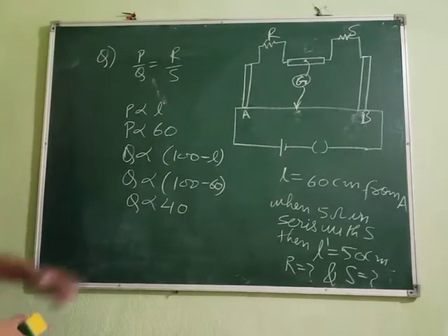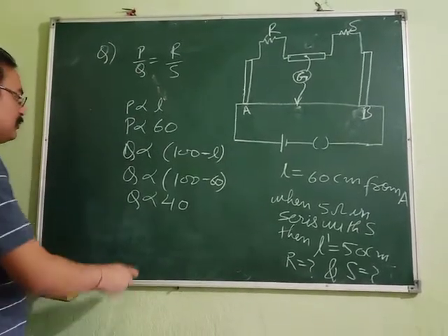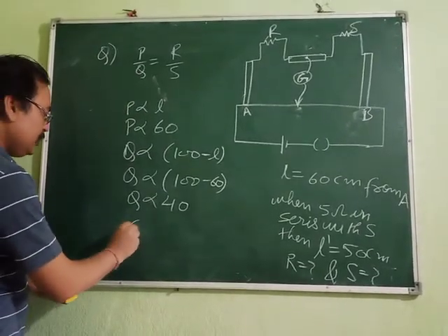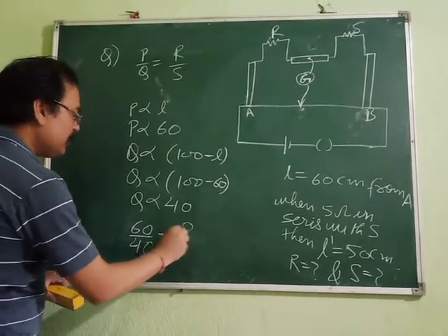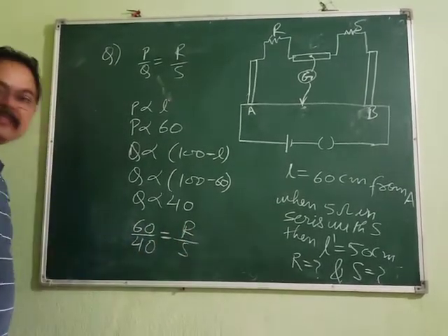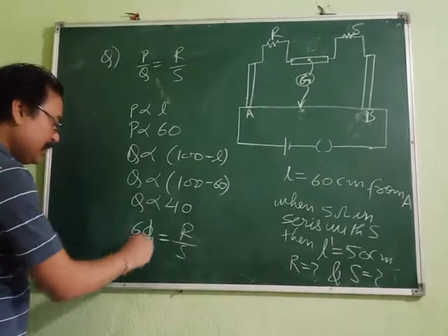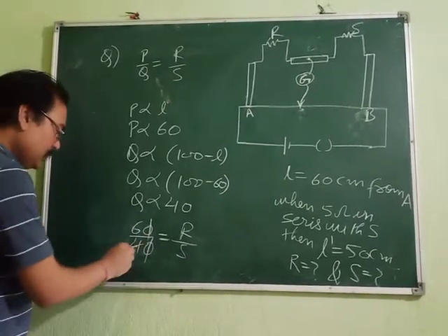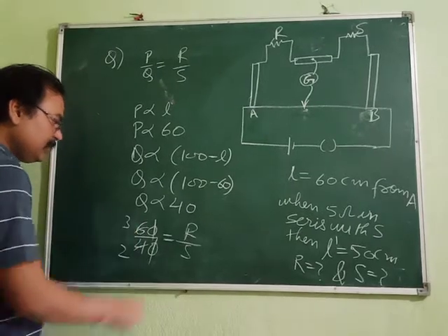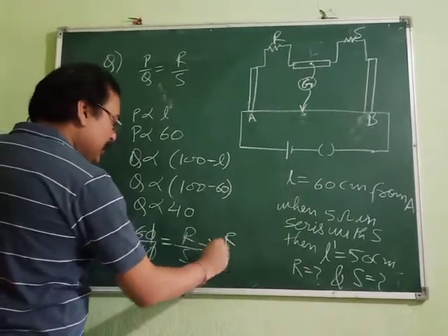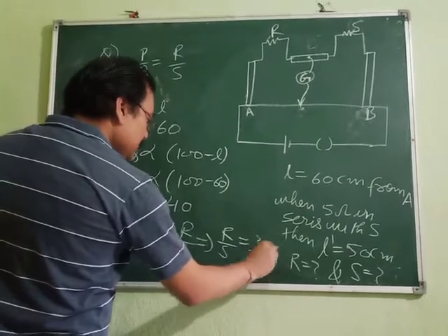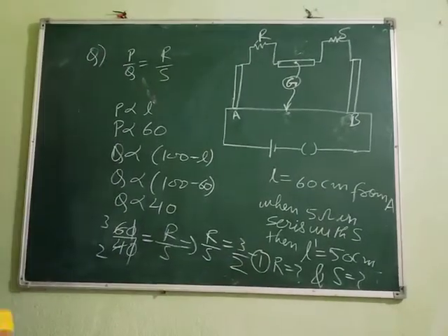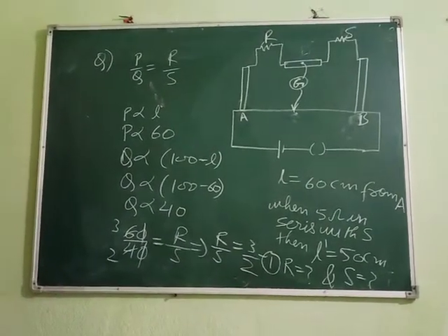So from here, we can put the values. What will we get? P is 60, Q is 40, and that is equal to R by S. The zeros can be cancelled out. 2 fours are 8, 2 threes are 6. So what are we getting? R by S is equal to 3 by 2. This is our equation 1. Just note it down.